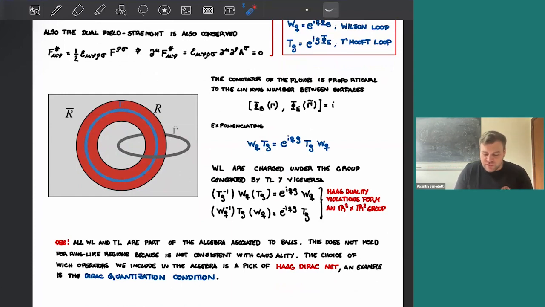Well, in the Maxwell theory, in 4 dimensions or in any dimensions, we can assign these Wilson and 't Hooft loops to any ball-like region. If you take the algebra of a ball, you will have inside all possible Wilson loops and 't Hooft loops. That is unavoidable. But if we consider some ring-like region, then by causality, we cannot have all Wilson and 't Hooft loops in this region and all Wilson and 't Hooft loops in the complementary region. We have to make a choice to keep the commutative property of the algebras. This is called the choice of Haag-Dirac net. And well, there are essentially canonical choices. One is to assign the maximal algebra to this region and the additive algebra to the complement, or vice versa. Or another popular choice is the Dirac quantization condition.